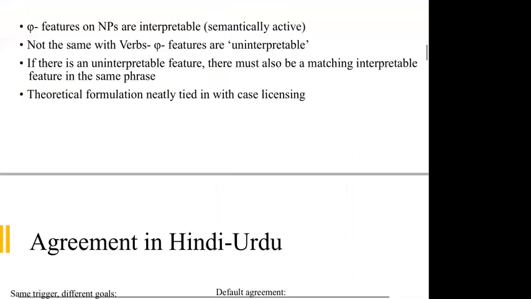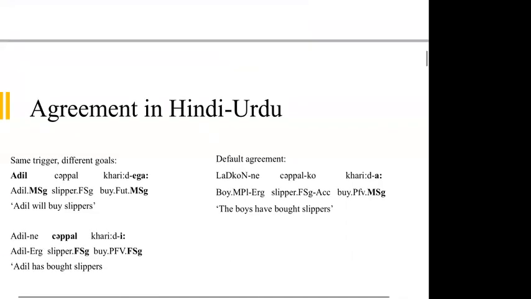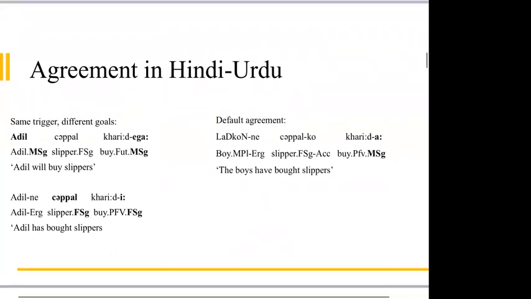Okay. So now we will look at agreement in Hindi and Urdu. In English, for example, agreement is more or less straightforward because there's only subject-verb agreement. There isn't any other kind of agreement available. But in a language like Hindi Urdu, a verb can agree with the subject or it can agree with the object. So first you can see Adil chappal kharidega. And the second is Adil ne chappal kharidi. So the kharid can agree with the subject or with the object.